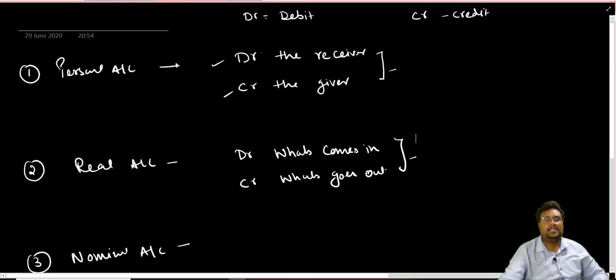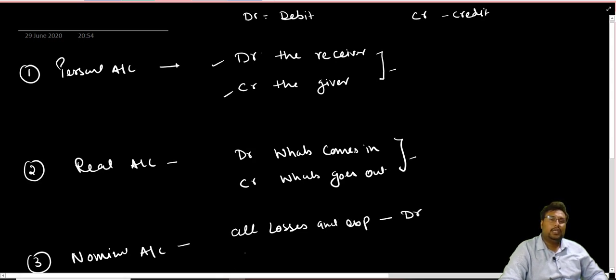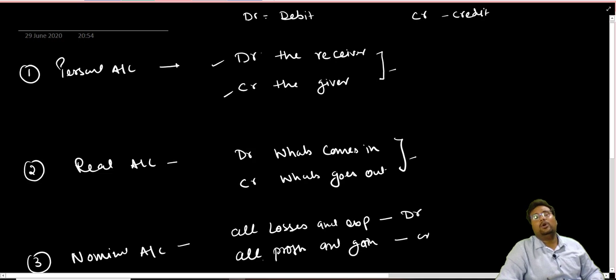Now the next and last one is nominal account. Nominal account is simple. It says that all losses and expenses will be debit, and all profits and gains will be credit. So if any losses or expenses occurred in the business, that will be debit. But if any profit or gain is there, that will be credit.